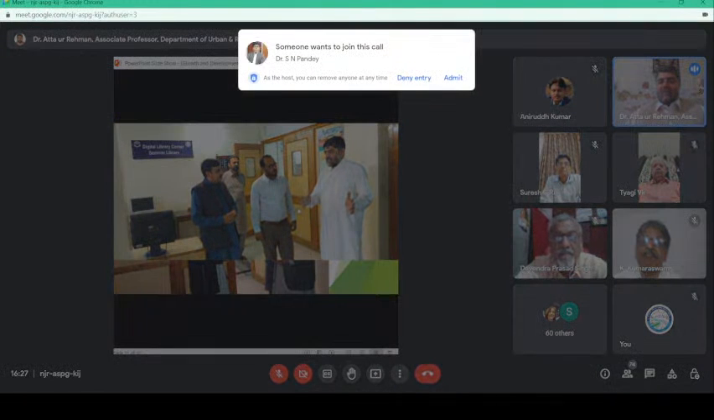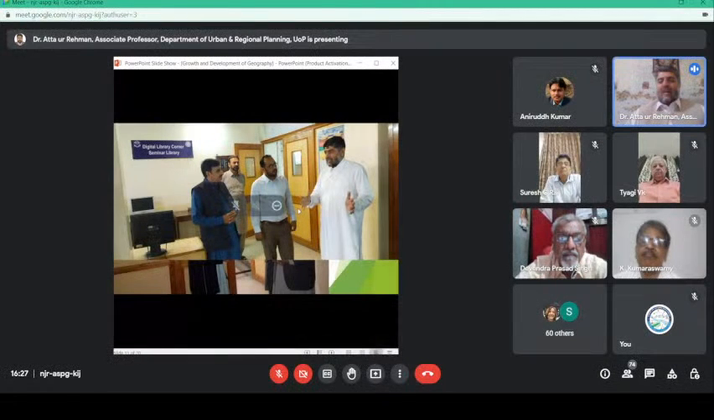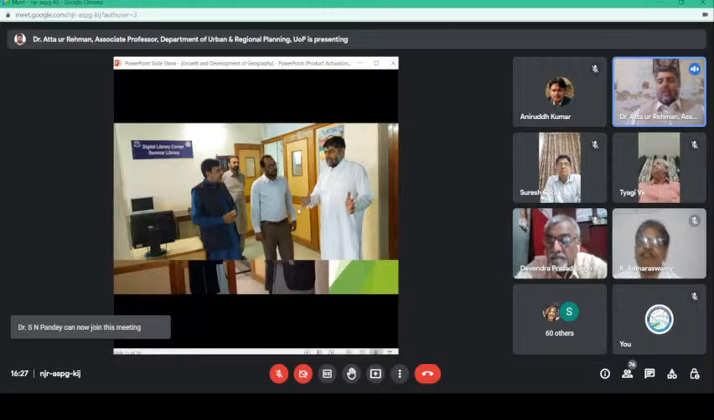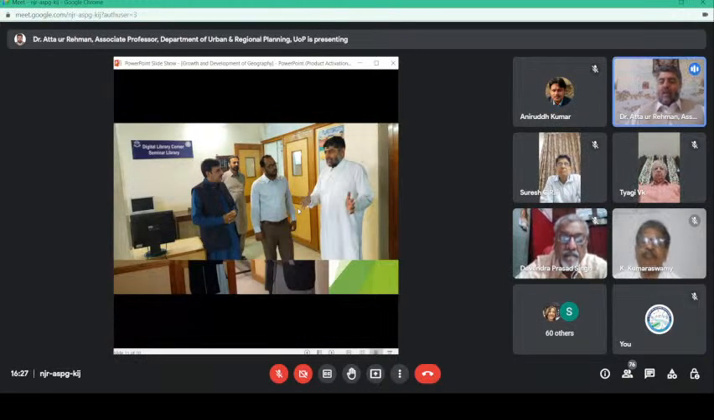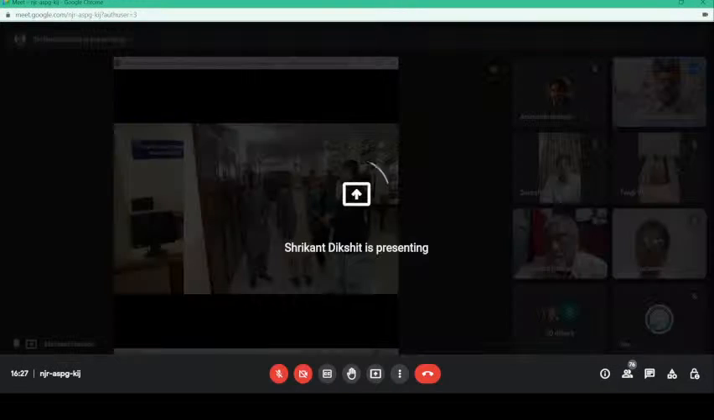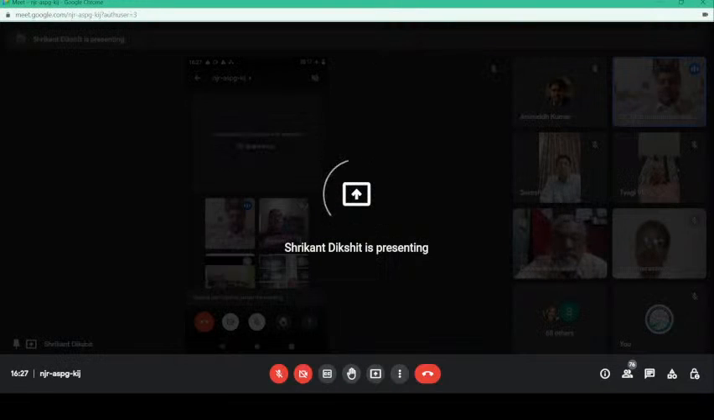So you can see within the lab library, there is a digital library corner. If students need digital access, the digital books and digital research papers are available using this lab. You can see some glimpses of the library.